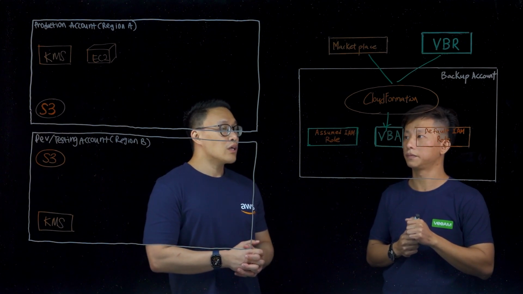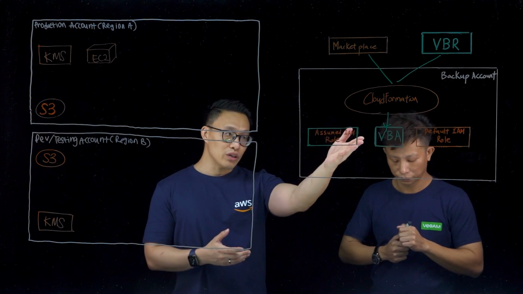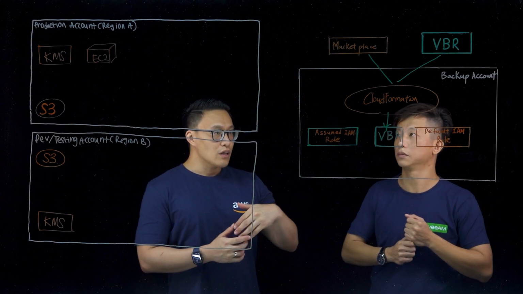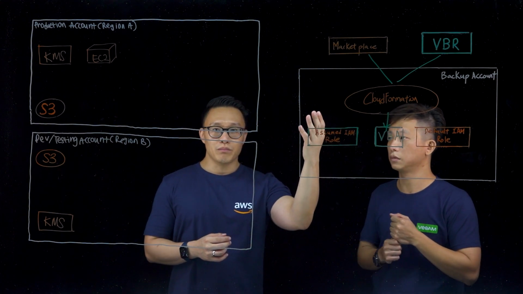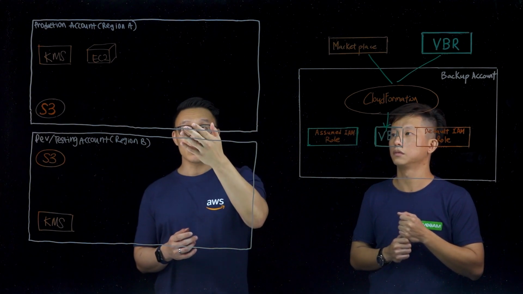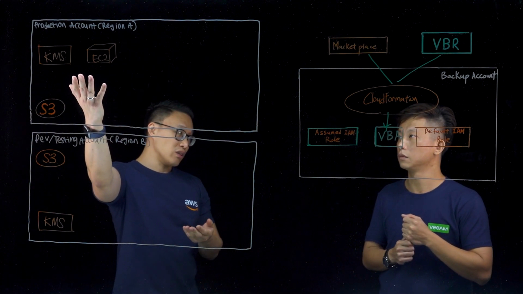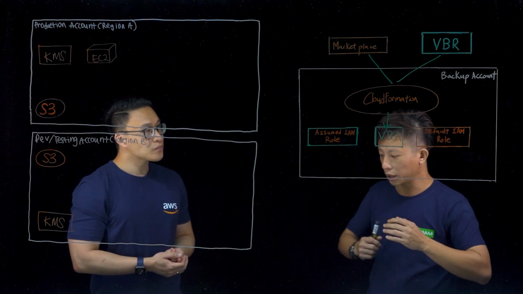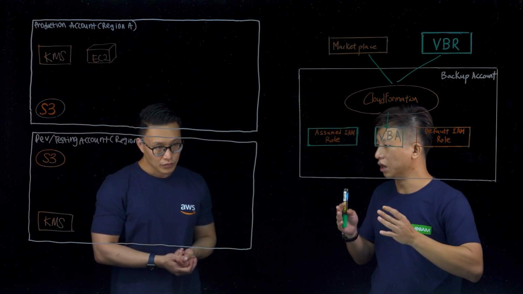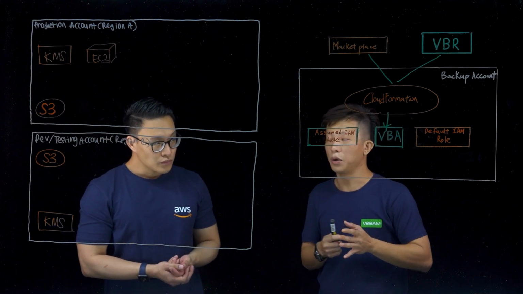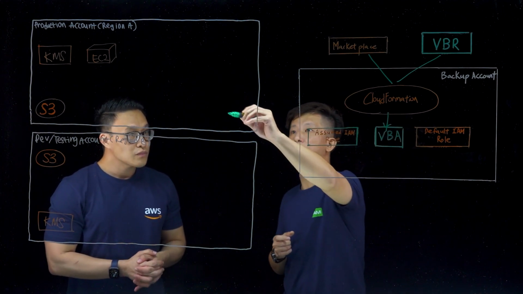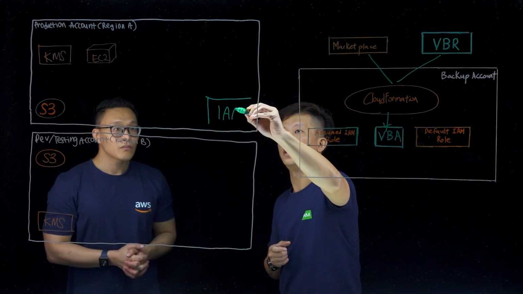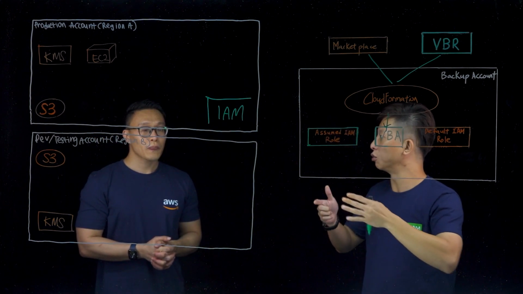So my next question is this. Now I've deployed VBA in this backup account. How is VBA going to back up workloads from, let's say, my production account here? How is it going to take care of cross-account backups? The concept here is that we're going to leverage an assume role basis. We will predefine a set of permissions associated with the IAM role in the account that we plan to back up.